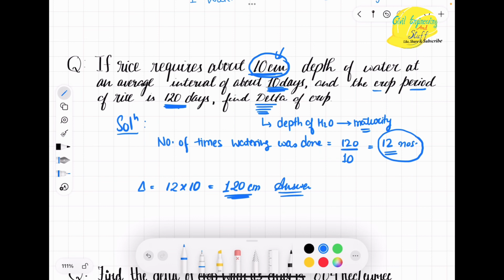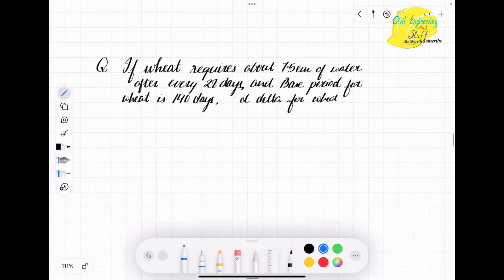Simple. I hope this question is clear to you. If you have any doubt or any question, you can always ask in the comment section. Okay, now let's move on to the second question.